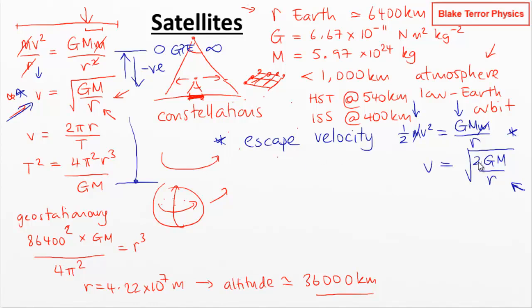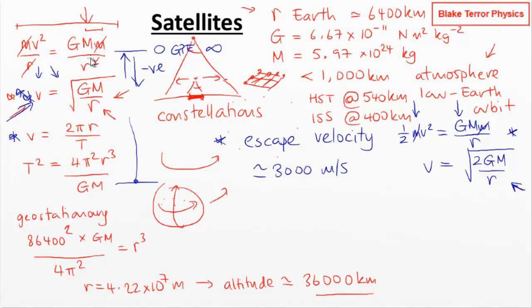So you'll see there's a multiple here of root 2. Let's just clarify this with some numbers. Let's take the geostationary orbit. If we work out the v that it is moving at, we can use either of these equations: the root GM over r, or the 2 pi r over T. They're going to give us the same orbital speed for a satellite in geostationary orbit, and that comes out at around about 3,000 meters per second. So that is how quickly a satellite in geostationary orbit is moving.